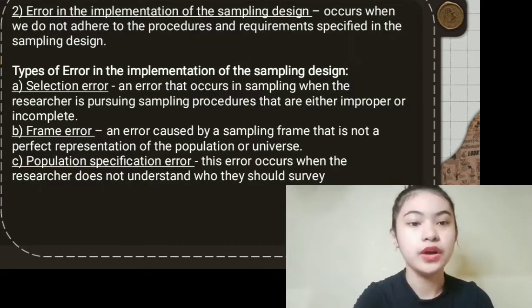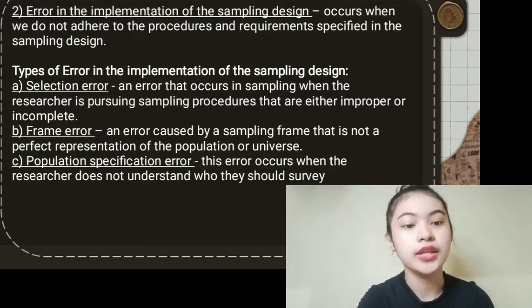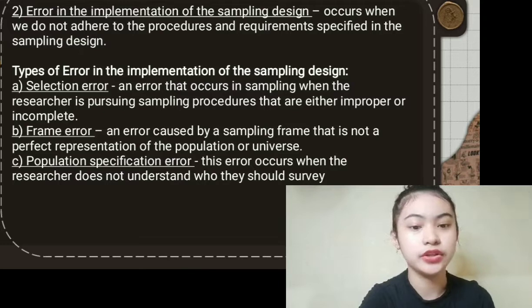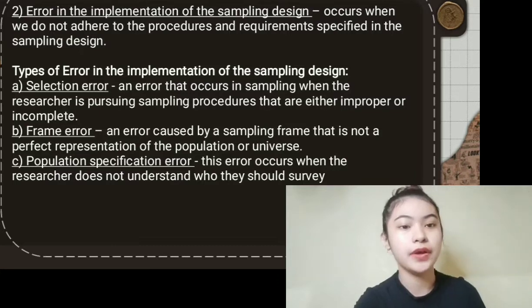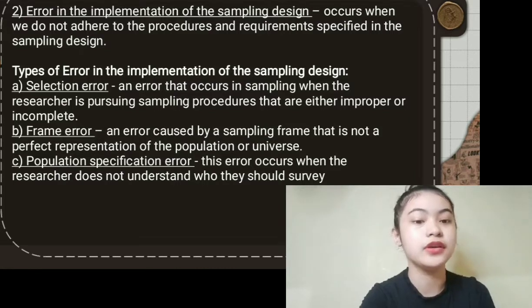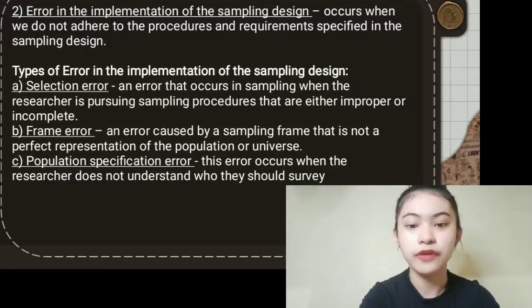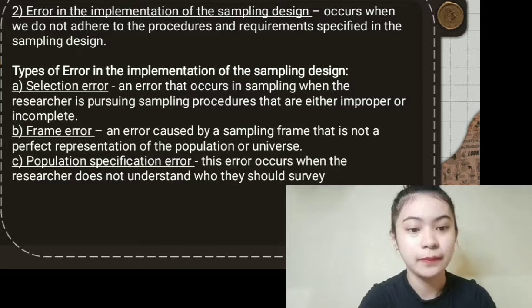We also have the error in the implementation of the sampling design, which occurs when we do not adhere to the procedures and requirements specified in the sampling design. It really happens if we're not responsible enough, if we're not disciplined enough to just follow the procedures and requirements specified in that design. We also have these types of error in the implementation of the sampling design.